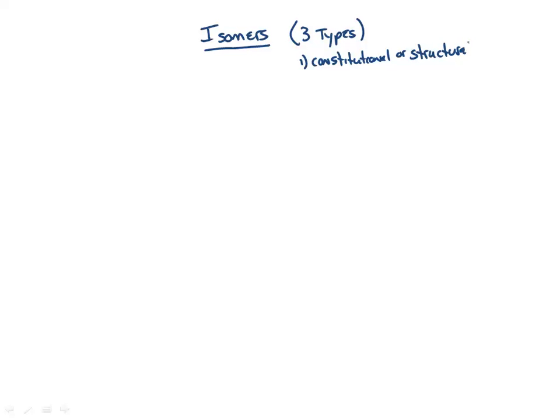One of those that crops up more often than the other topics is the concept of isomers. And there's at least 3 types of isomers. And the first type is called constitutional or structural. And that's what we're going to have in chapter 19.